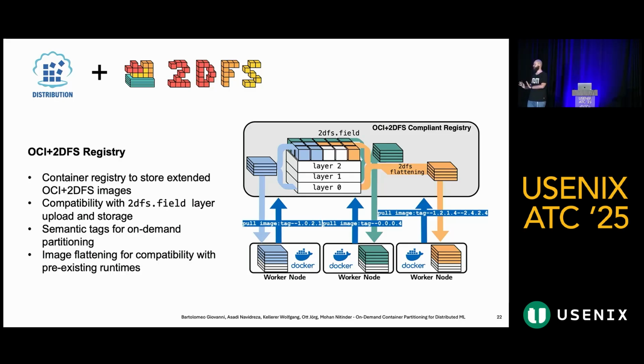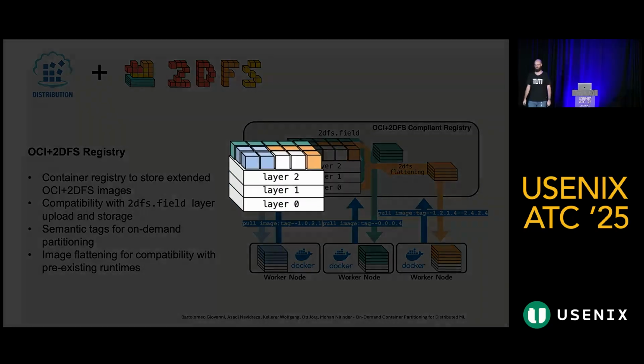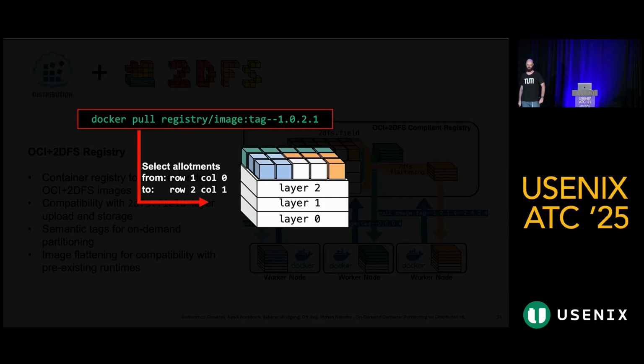Maybe it's much easier if I start with an example, right? So this is our image. It's composed of all the traditional layers. And then on top of that, we place this two-dimensional file system. Now let's say I'm using Docker and I want to pull the image. So I will use the traditional Docker pull command. You will see at the very end of this image, we have this --1.0.2.1. And this is a semantic tagging system that we introduced that the registry is able to understand.